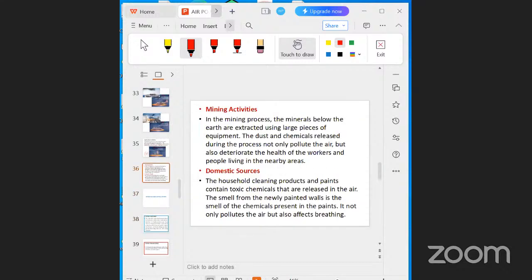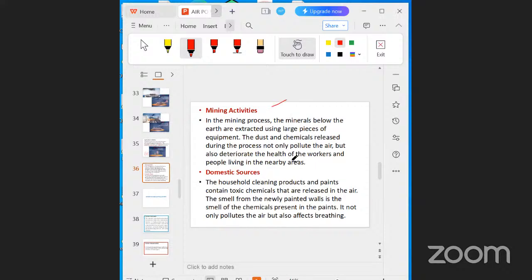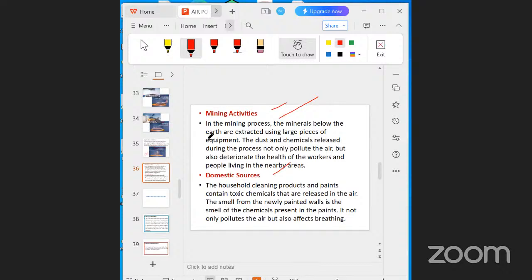Now you see here some of the mining activities and domestic sources. In the mining process, the minerals below the earth are extracted using large pieces of equipment. At that time, dust comes out. The dust and chemicals released during the process not only pollute the air, but also deteriorate the health of workers and people living in the nearby surrounding areas.